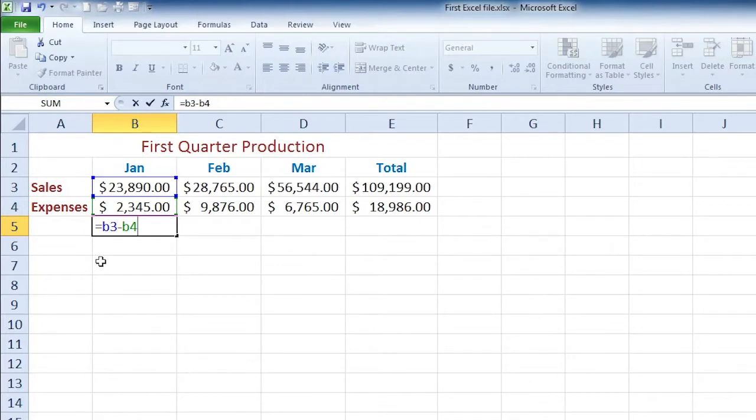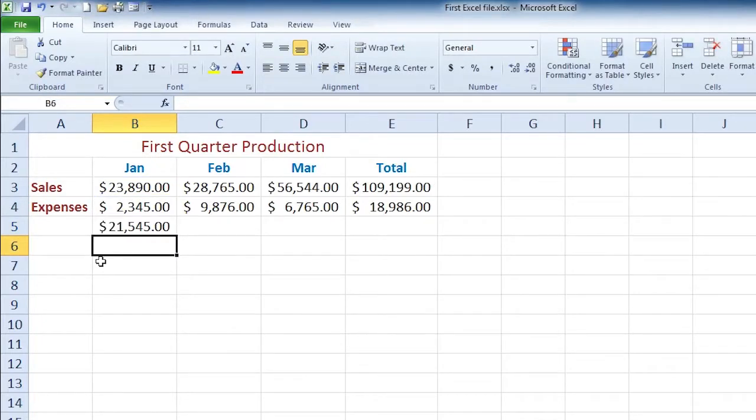And why don't you just go up and click on the check mark or hit enter, whatever your favorite way of accepting that. Okay. And there's our profit. Wow, we got a good profit there. Let's go on and put profit in that first cell there.